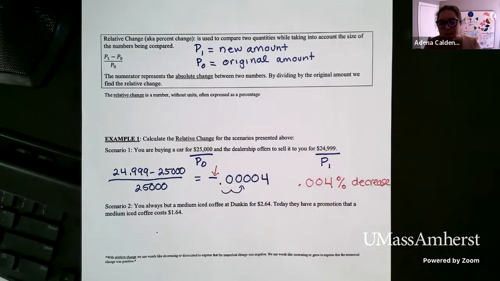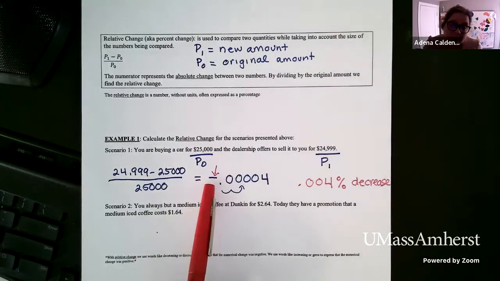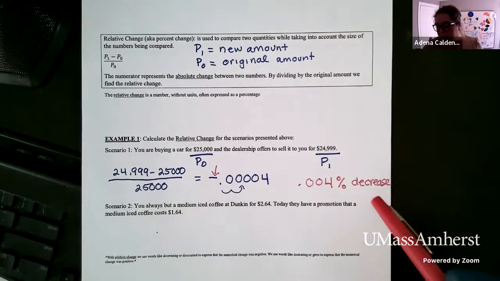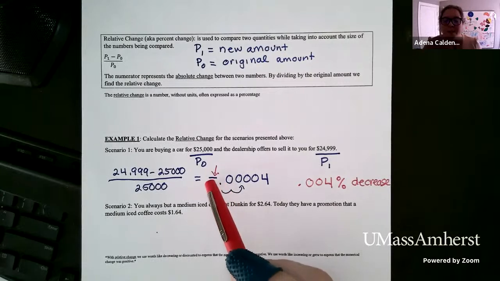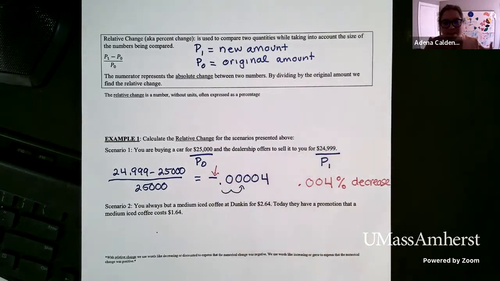That is very, very small. If this was a positive number, we would say something like increase or growth. So we convert the sign into a word to discuss what's happening. We can all agree that a 0.004% discount is not very good.